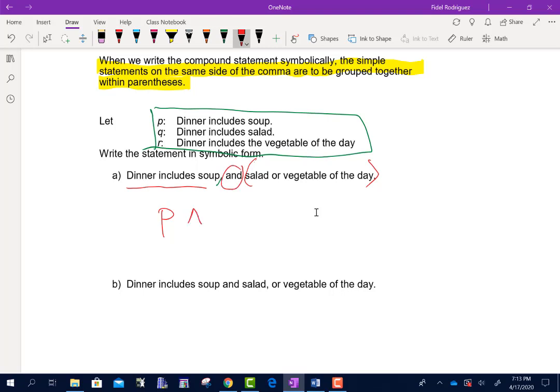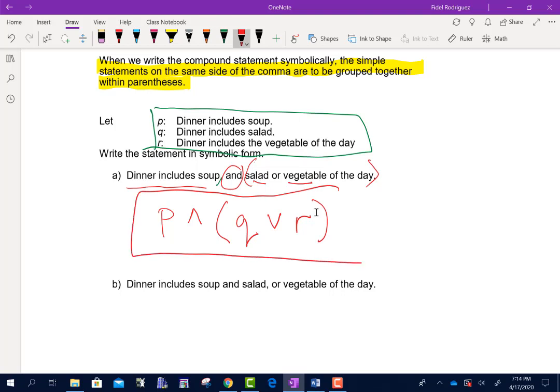And is going to be my up arrow. Now look what we have here. We have parentheses. Salad or vegetable of the day. Well, salad is the Q, or is going to be the down arrow. Vegetable of the day will be the letter R. Okay. And there we go.